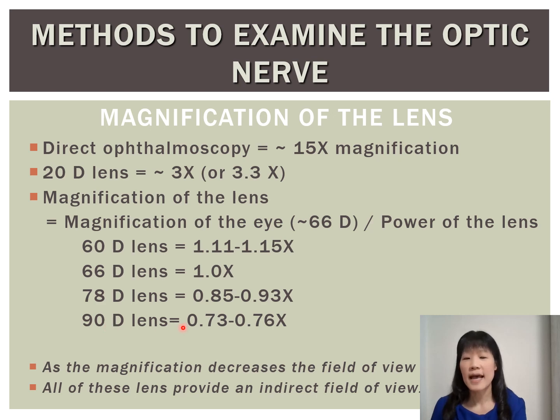And so we know that as the power of the lens increases, for example, I like to use a 90 diopter lens, as the power of the diopter lens increases, the magnification is smaller. So the optic nerve is smaller, but I like the 90 diopter lens because I look in through a small pupil and have a wider field of view. Some of my colleagues prefer to use a 78 diopter lens because although it has a smaller field of view, it has a more magnified appearance of the optic nerve.